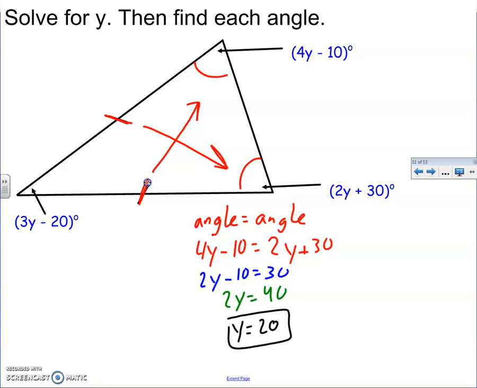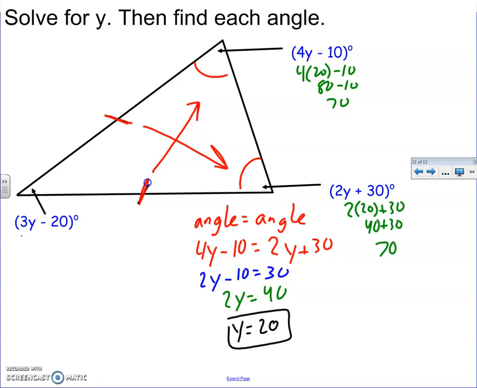So this is 4 times 20 minus 10. That's 80 minus 10. That's 70. We found the top angle. Let's check the bottom angle. 2 times 20 plus 30. That's 40 plus 30. That's 70. Well, I knew that. They're the same angle, right? So I knew one, I knew the other.